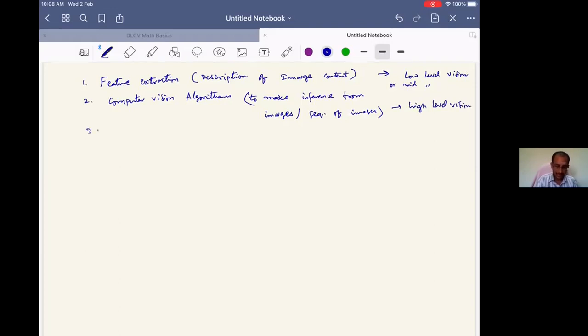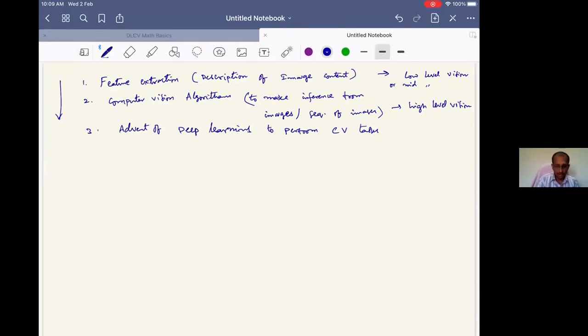Then what do we do? Third step. So this is a sequence that we follow or we need to understand. The third part that we discuss is the advent of deep learning to perform computer vision tasks. Okay, this is what we discuss.